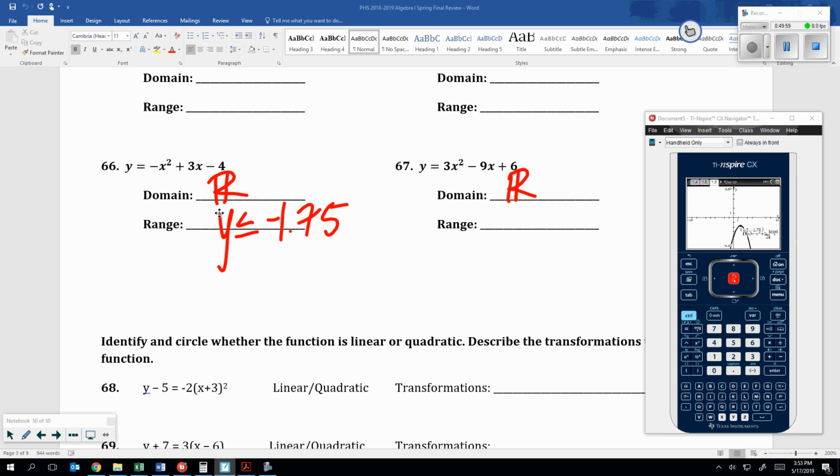Okay, same thing for 67. When I graph this, I'm going to graph 3x squared minus 9x plus 6. Now, we see on this one that our y values are going to be everything above this minimum point right here. So when we go to menu 6, we find our minimum point, which is 2. And again, what is that y minimum point? It's negative 0.75. So now y is going to be greater than or equal to negative 0.75.